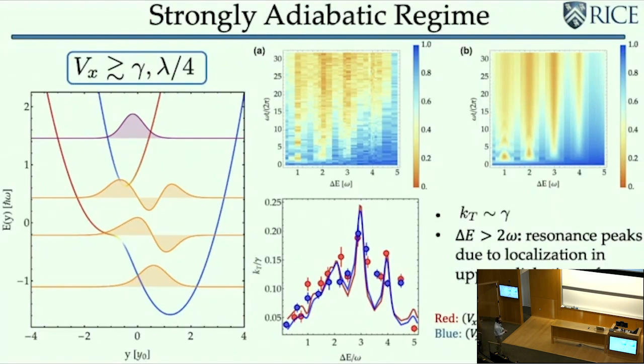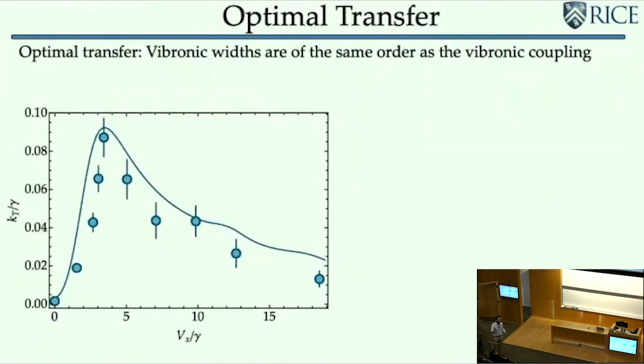And you see that here, up to 2 roughly, there is no distinct peak. But then if you go higher in energy, you actually recover this peak, because intuitively your initial state starts to become localized in this upper surface here. And so you start to see peaks again. So these are the two extreme regimes, the non-adiabatic case and the strongly adiabatic case.